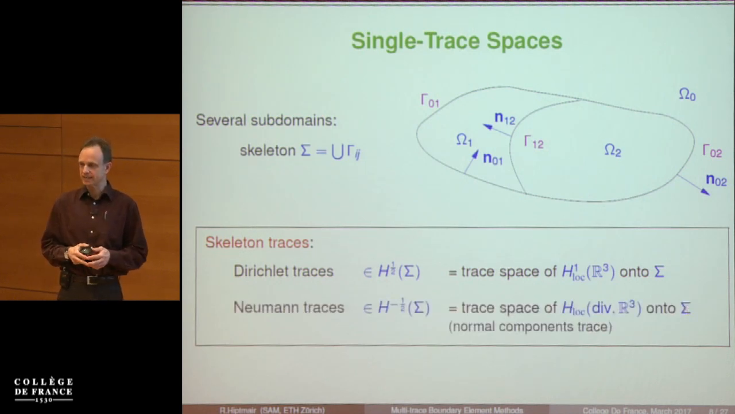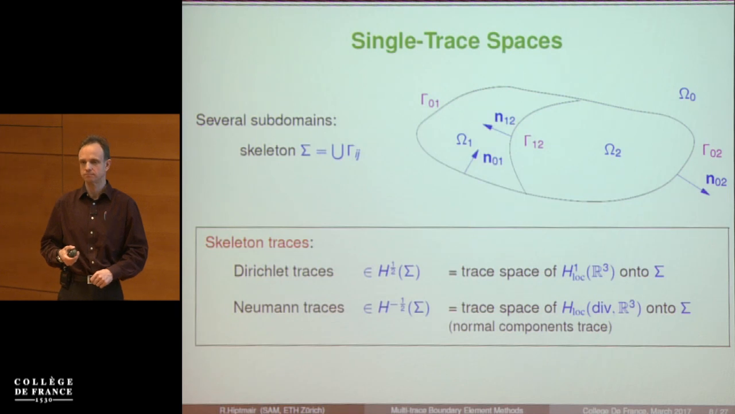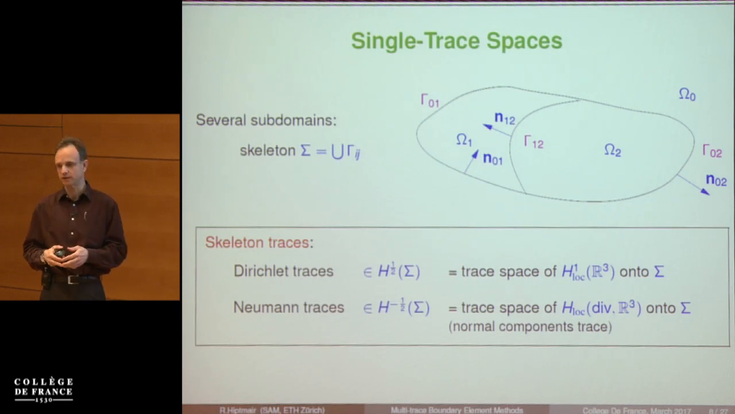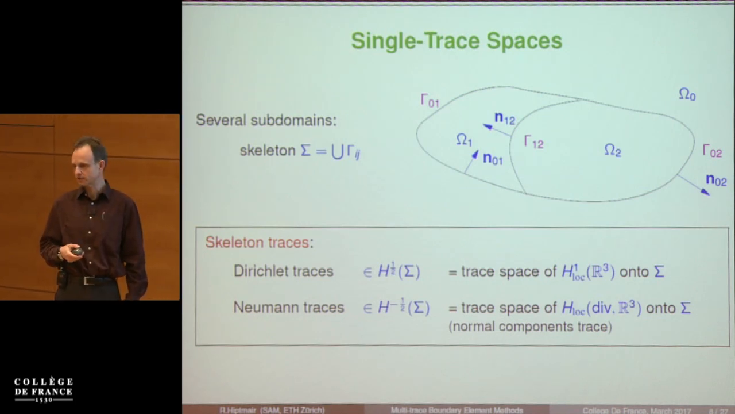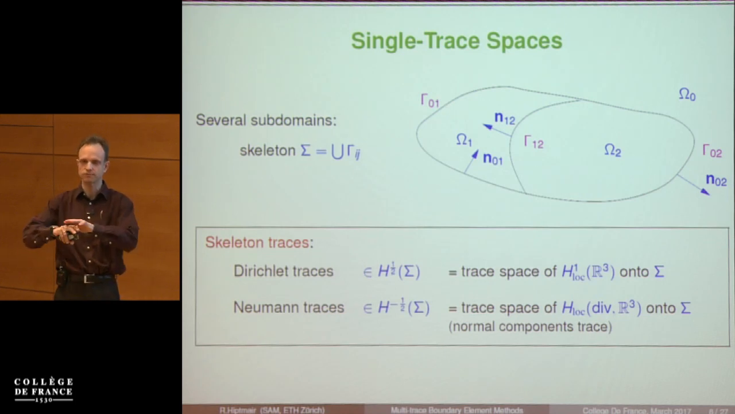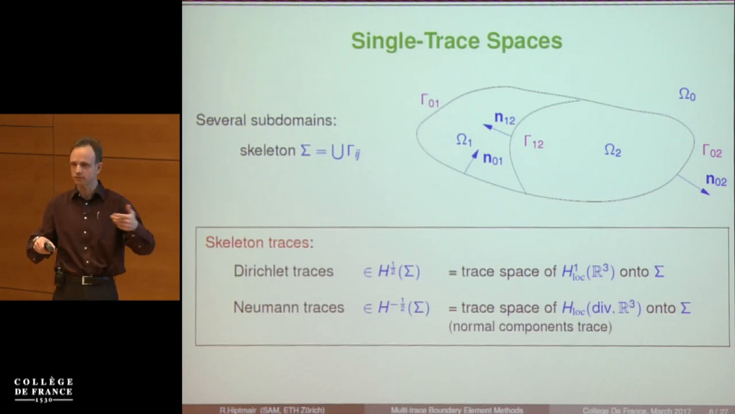Similar construction for skeleton Neumann traces. Take a solution, compute the gradient. The gradient is a flux field. It's divergence conforming, in H(div). And now you can regard this as a global H(div) function and take the normal component trace on the skeleton. And this gives you a function in H^(-1/2)(Σ). So the traces in these two single trace spaces, or skeleton trace spaces, are intimately connected to functions defined globally. And this, of course, means that, for instance, for Dirichlet traces, you have a single value on each point of the interface, sloppily speaking.